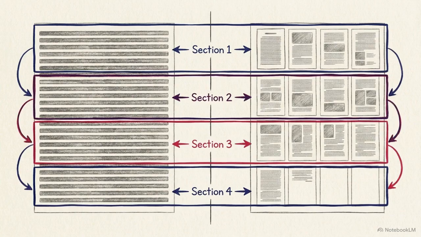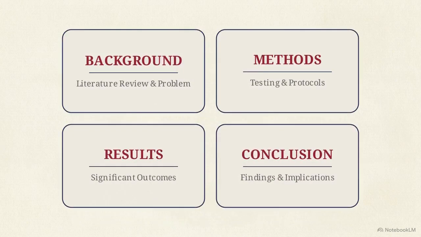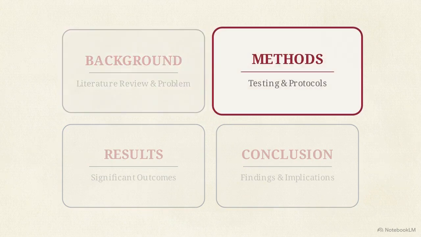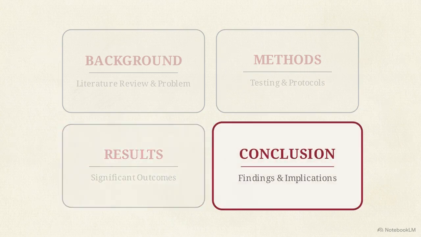The abstract excludes the granular details, but mirrors the structure of the main text, containing the same 4 phases as the full report. Every abstract maps into 4 quadrants. The first covers background literature, while the second explains specific testing methods, such as a clinical trial. The third quadrant presents significant outcomes, and the final quadrant delivers the conclusion.